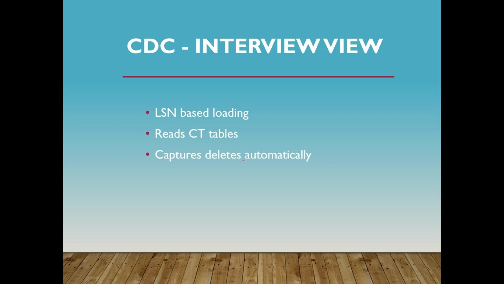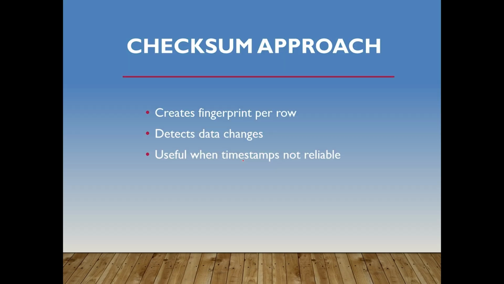Okay, now move to our second approach. This is our checksum approach. So in the checksum approach, first we understand what a checksum is. A checksum is basically a fingerprint of each row. Okay, it means every row is marked with uniqueness.